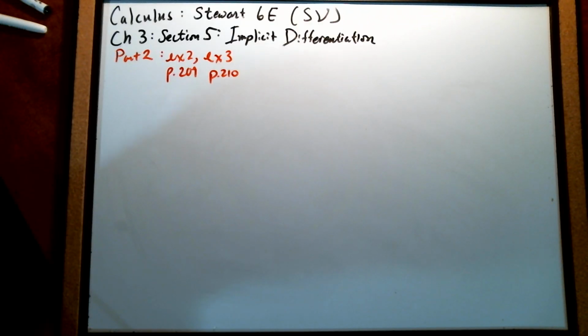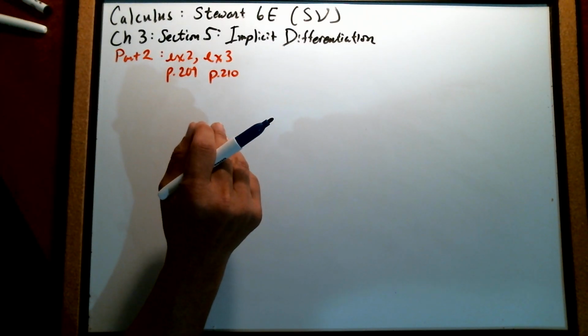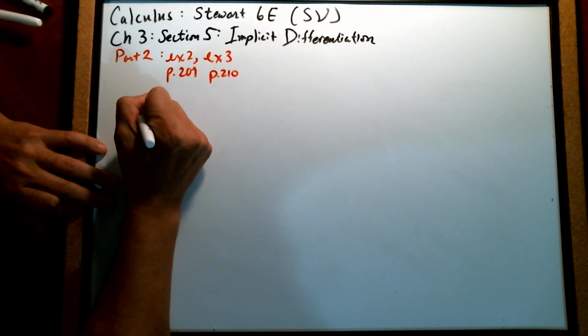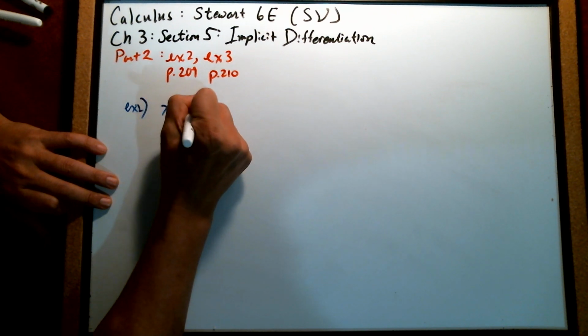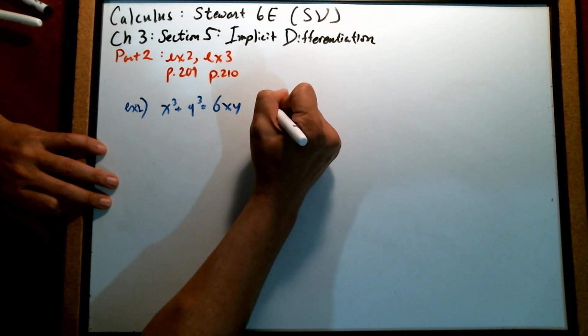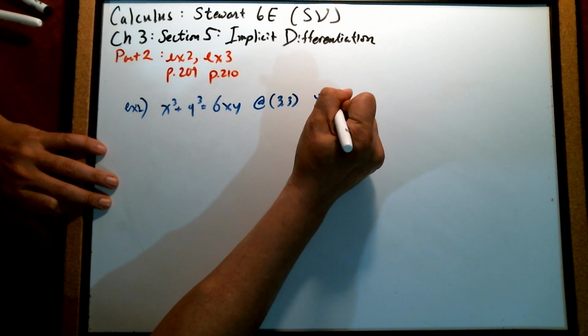I actually worked this problem out a little bit earlier. It wasn't that difficult. There were a few things I had to adjust for, but it wasn't that difficult to do. Looking at example number 2 first, you have x cubed plus y cubed is equal to 6xy. You want to find y prime at 3 comma 3.